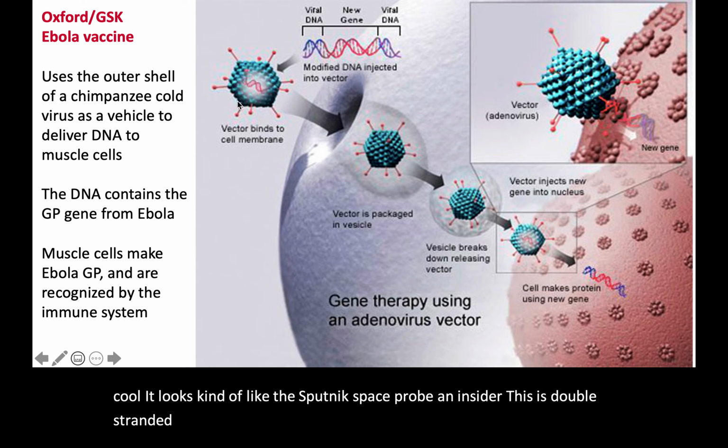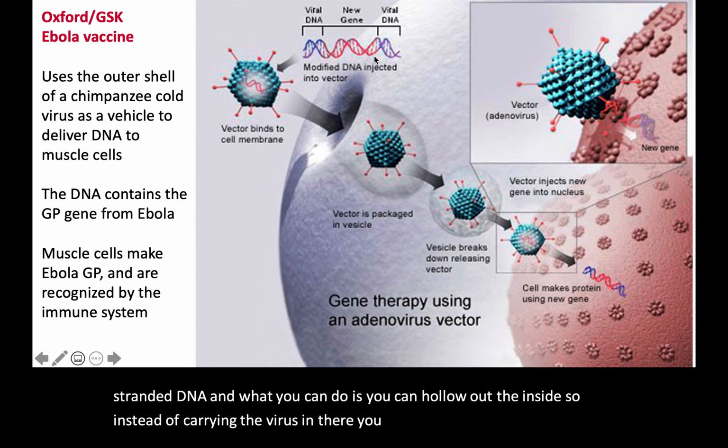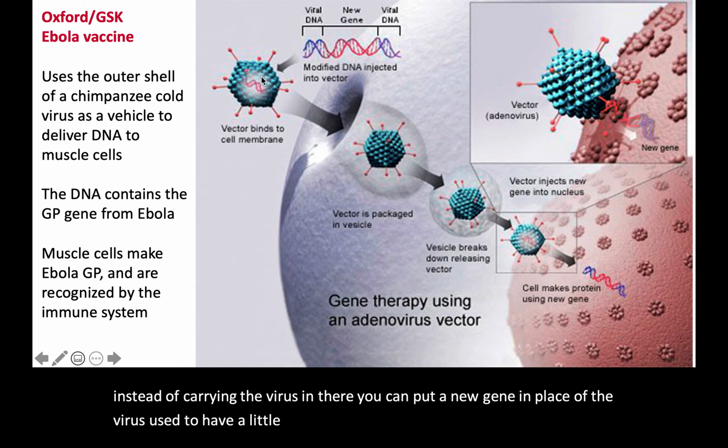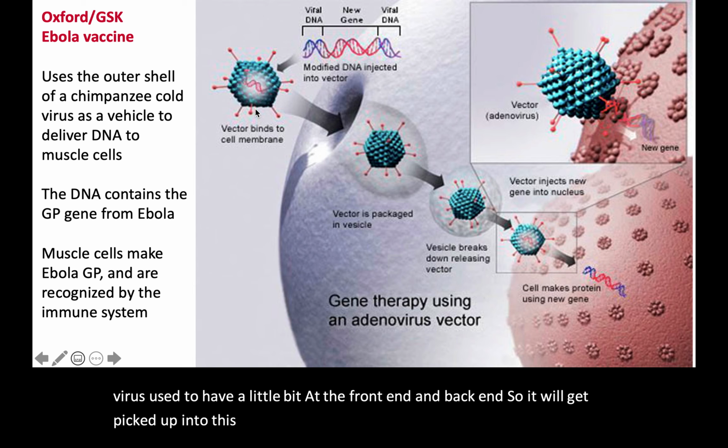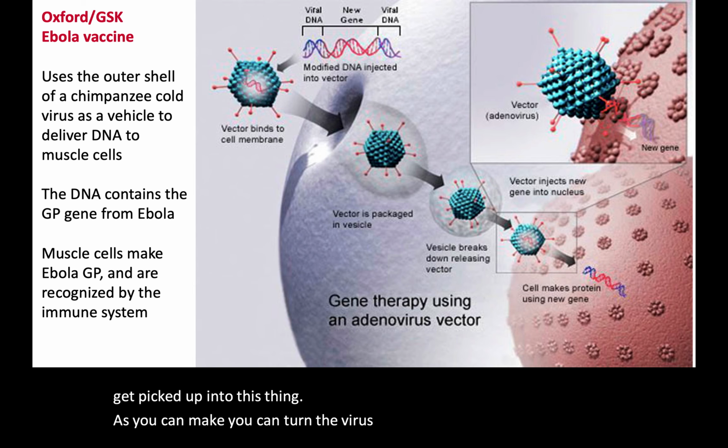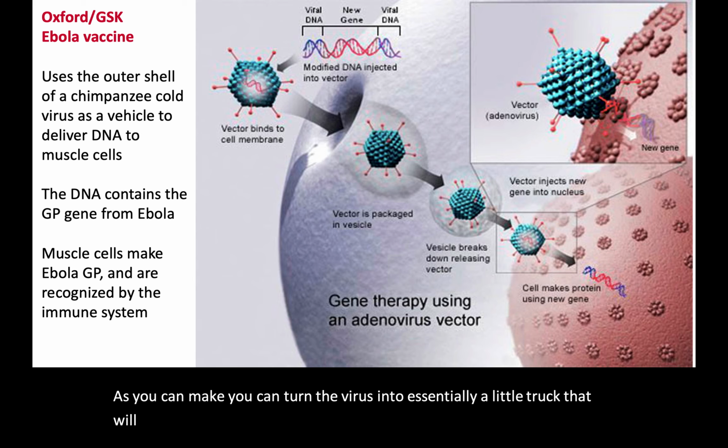And what you can do is you can hollow out the inside. So instead of carrying the virus in there, you can put a new gene in place of the virus. You just have to have a little bit at the front end and back end so it'll get picked up into this thing. And so you can turn the virus into essentially a little truck that will carry a gene from the laboratory into somebody's cells.